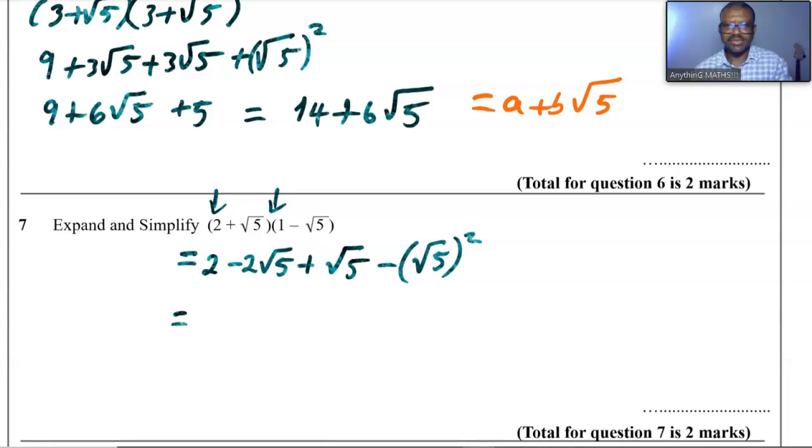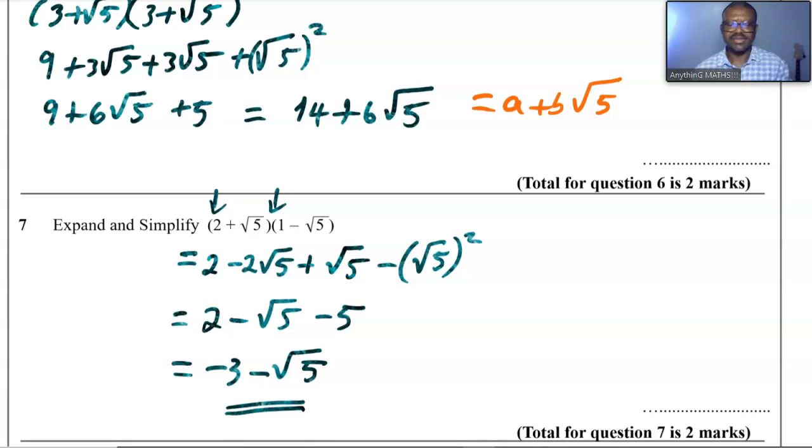Let's work things out. We're going to have 2 minus root 5 minus 5. We have minus root 5 because negative 2 root 5 plus root 5. And the answer becomes negative 3 minus root 5. And that is the answer. Be careful when you are dealing with the negatives. Don't rush.